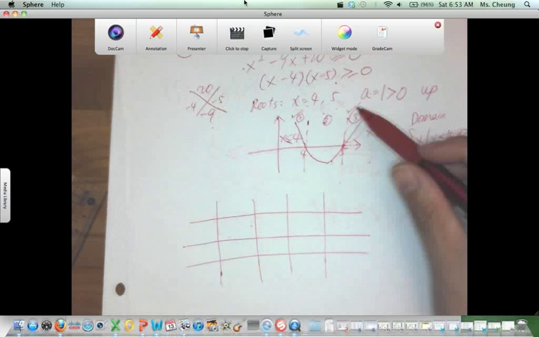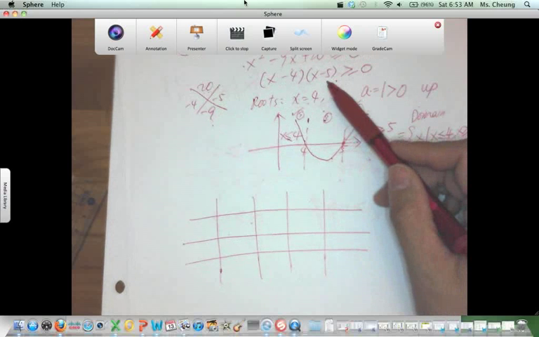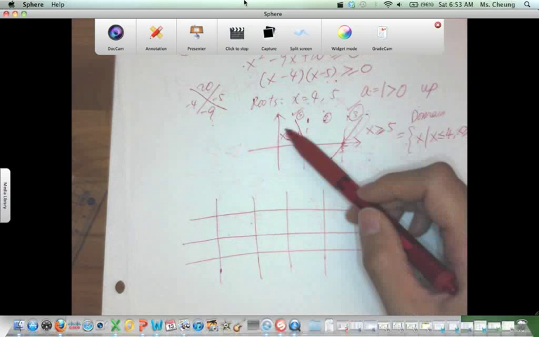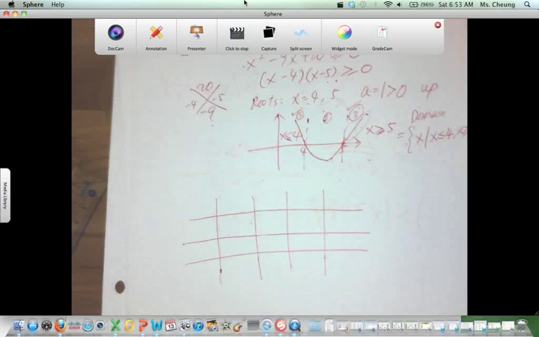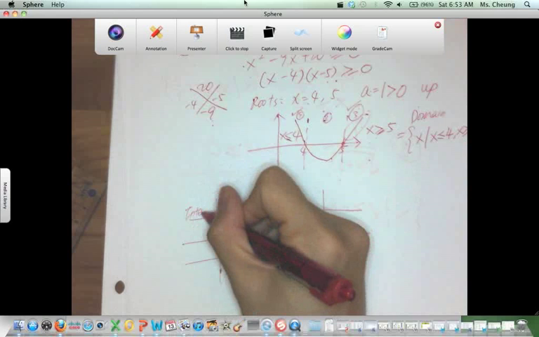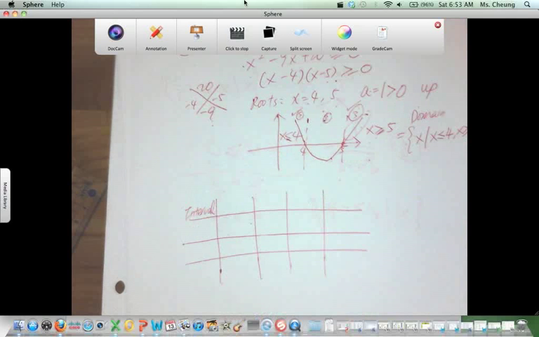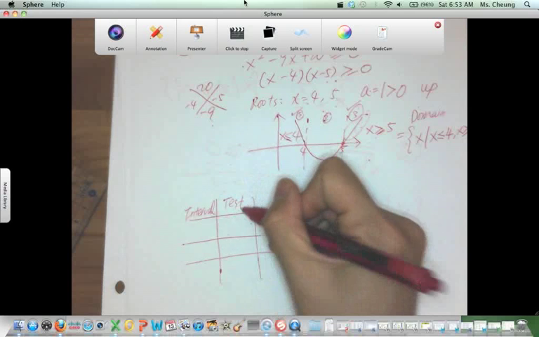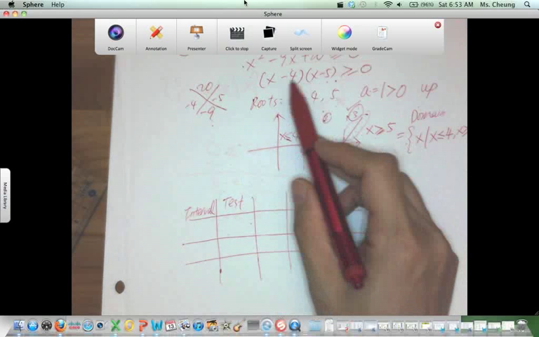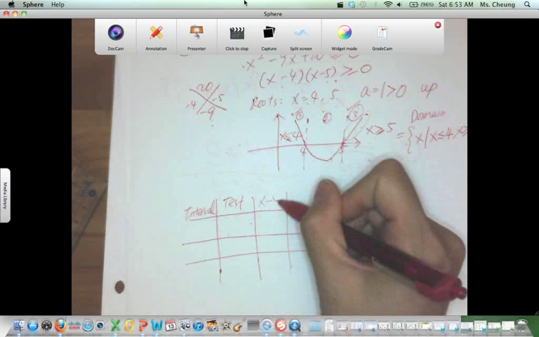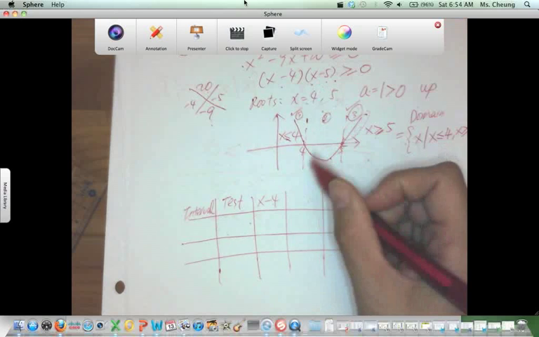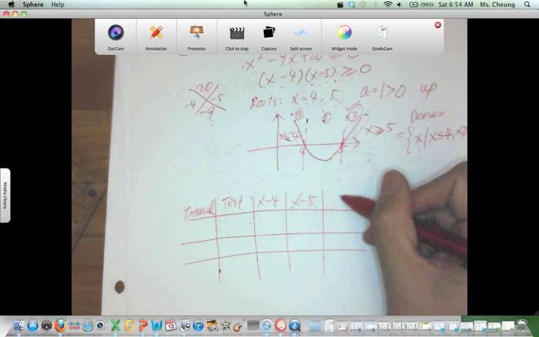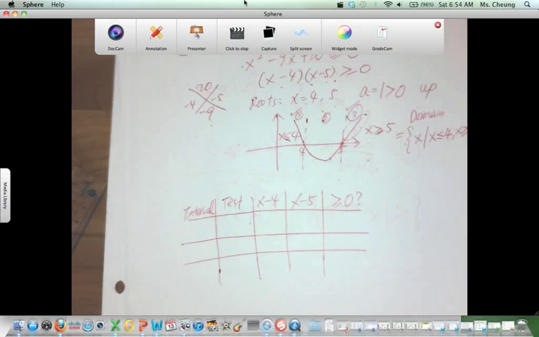I want to test which interval will give me my inequality greater than or equal to 0. You're going to put your interval inequality in the first column. The second column will be the test value. The third one, you want to test x minus 4: is it going to be positive or negative? And then you test x minus 5: is it positive or negative? And you want to find out, is it really greater than or equal to 0?